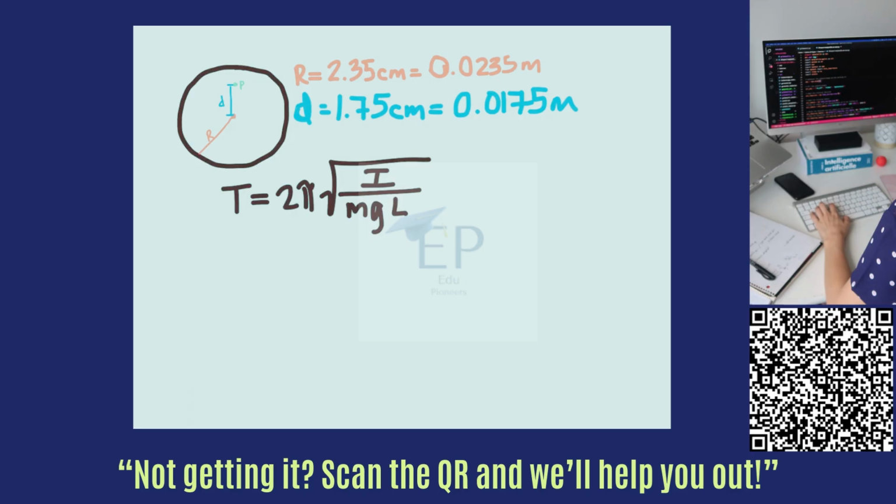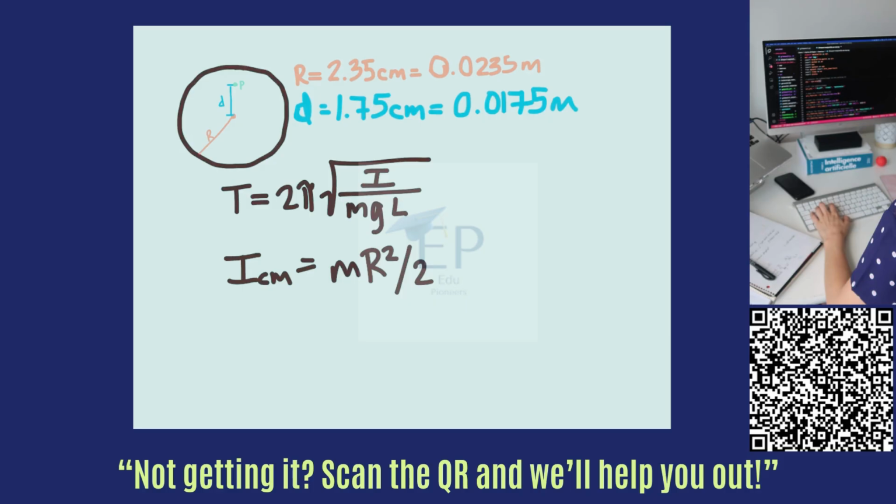and the inertia about the center of the disk. Now, the inertia about the center of the disk, so inertia I_CM, is equal to the mass times the radius squared divided by 2.